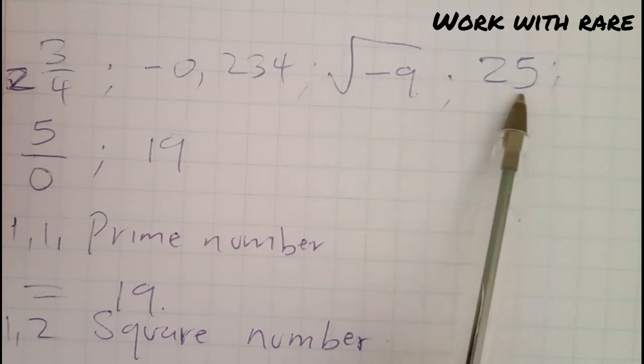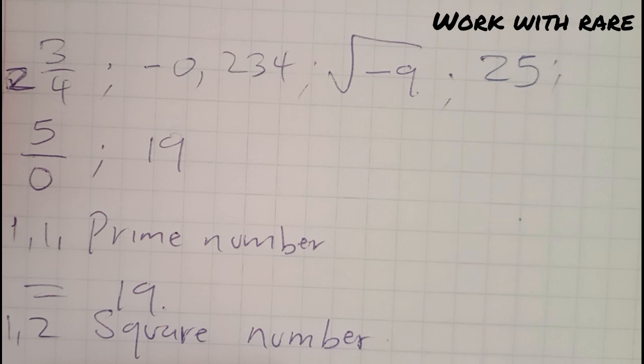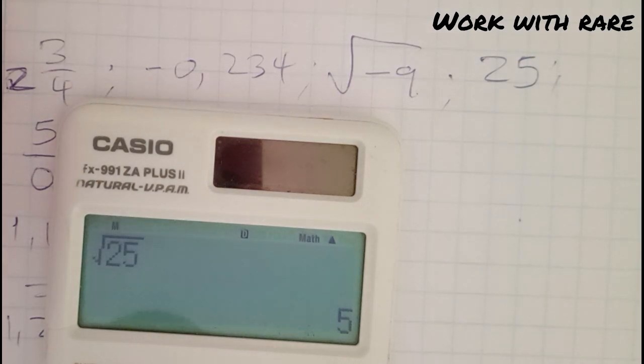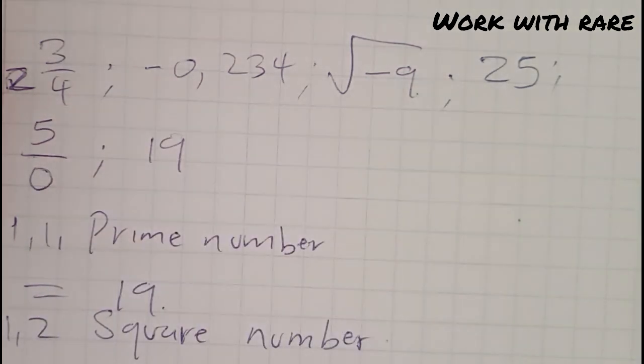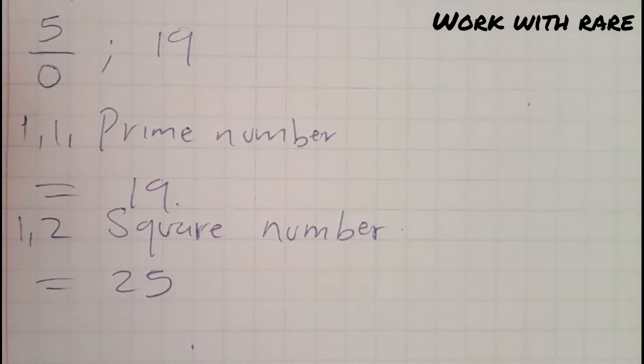This one, 25 is a perfect square. Why do I say 25 is a perfect square? Because 5 multiplied by 5 is 25. Square root of 25 is 5. It gives us a proper number, you see. So that's why we say 25 is a perfect square. So our answer here is 25.